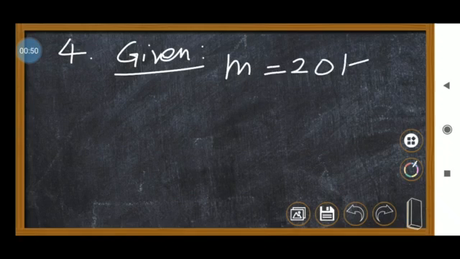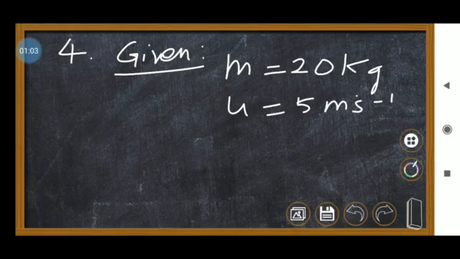So first, you have to write the given values. Okay, so what are the given values? First, we have to note the mass they gave. So mass equal to 20 kg, and the velocity changes from 5 meter per second to 2 meter per second. That means u equal to 5 meter per second, I will take 5 meter second inverse, and v equal to 2 meter per second inverse.